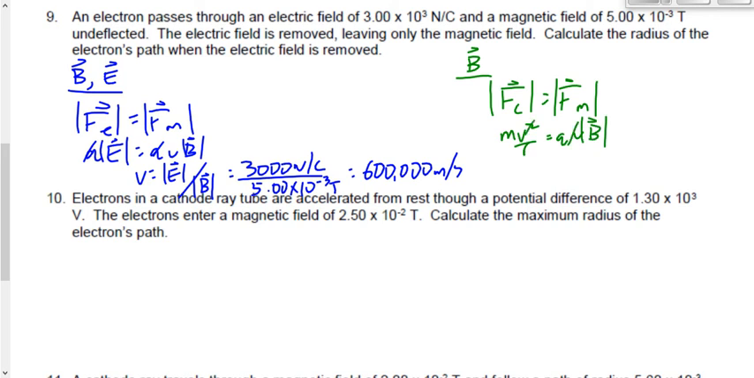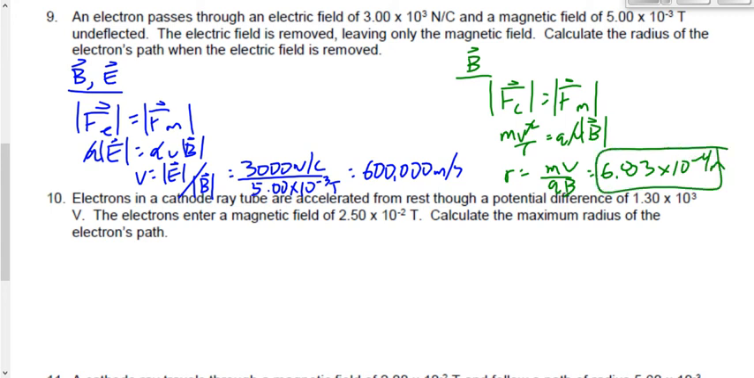V cancels. We're looking for R here. R is equal to MV over QB. Sub in our numbers. Now we know what V is, right? And we have to assume the values of Q and M. We know that it's an electron, right? We're told that it's an electron. So we sub our numbers in there. We end up getting 6.83 times 10 to the minus 4 meters. Is that okay there? Yeah?